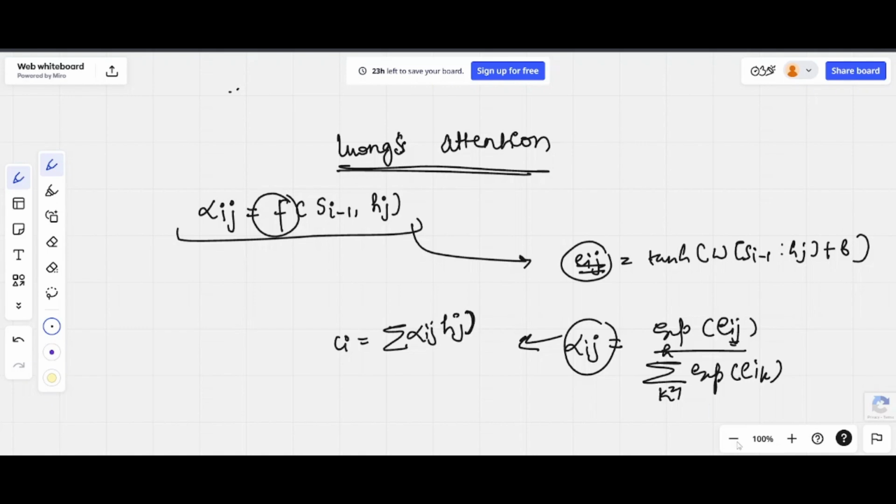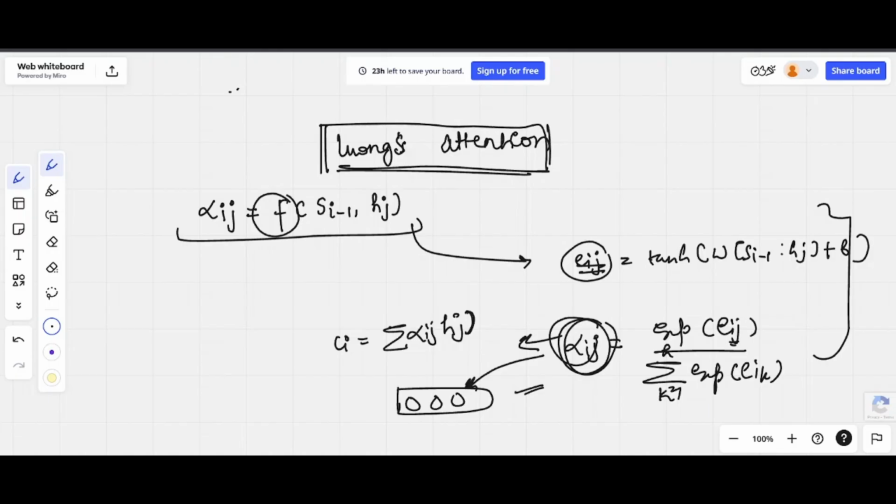And this alpha_ij has its own weights and biases. Okay, because that is also a softmax layer, right? Where we have softmax as the activation function. So this part is clear. This was the mathematical part. Now for Luong's attention, it simplified everything. It simply said that why are we getting into the complexities of finding out this function?